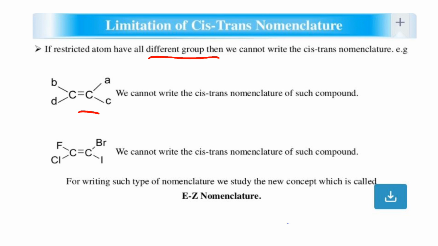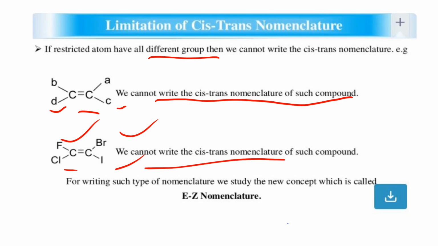In this case, C double bond C, where the atoms contain four different groups A, B, C, D, we cannot write the cis nomenclature of such a compound. For example, here four halogens are attached to the C double bond C: fluorine, bromine, iodine, chlorine. We cannot write the cis-trans nomenclature for such a compound. Therefore, to write such nomenclature we study a new concept called EZ nomenclature.